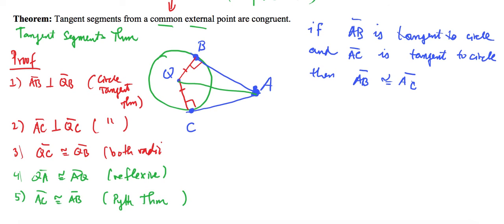It's actually the Pythagorean theorem that states this is true. If you have a hypotenuse that's the same and a leg that's the same, then the other leg must also be the same. All right, so we'll end this video here.